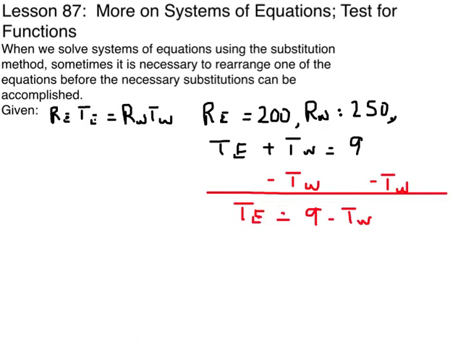When we solve systems of equations using the substitution method, not elimination, sometimes we have to rearrange one of the equations before we can have something to substitute in. And this is a perfect example. Here we have T1 plus T2 equals 9, but we don't have anything for either one of them separately. So if we take T2 and subtract it from both sides, then we have something we can substitute in for the T1. So T1 now equals 9 minus T2, and that's what you can substitute in.